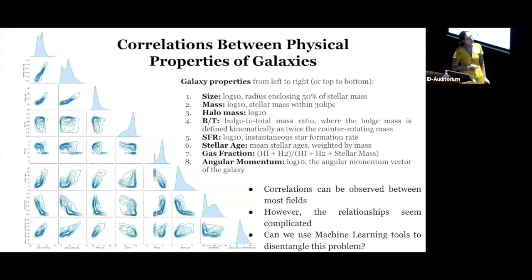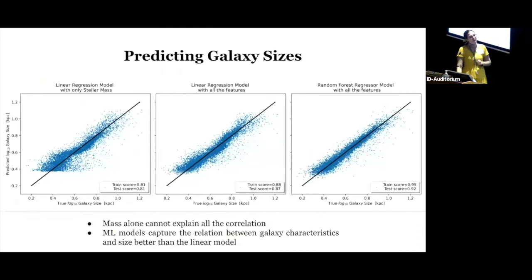So we see that there is some correlation between most of these properties. However, the correlations seem complicated, and we ask whether we can use machine learning tools to disentangle this problem. So as a first step, we look at 3 different cases. In the leftmost plot, we have a linear model where we use only galaxy mass to predict galaxy size.